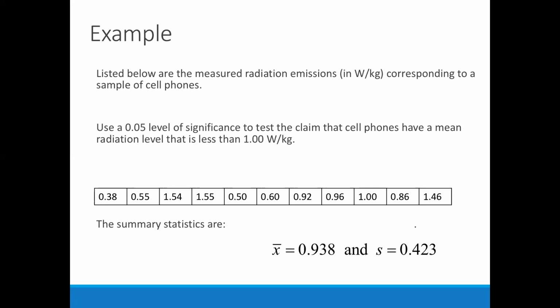To make that false, we would say greater than or equal to 1.00 watts per kilogram. Okay, there are our data values and the summary stats from it. If you want to run it, you can run it as a list real quick on your calculator and have it do one variable stat. It'll tell you the standard deviation and x bar.